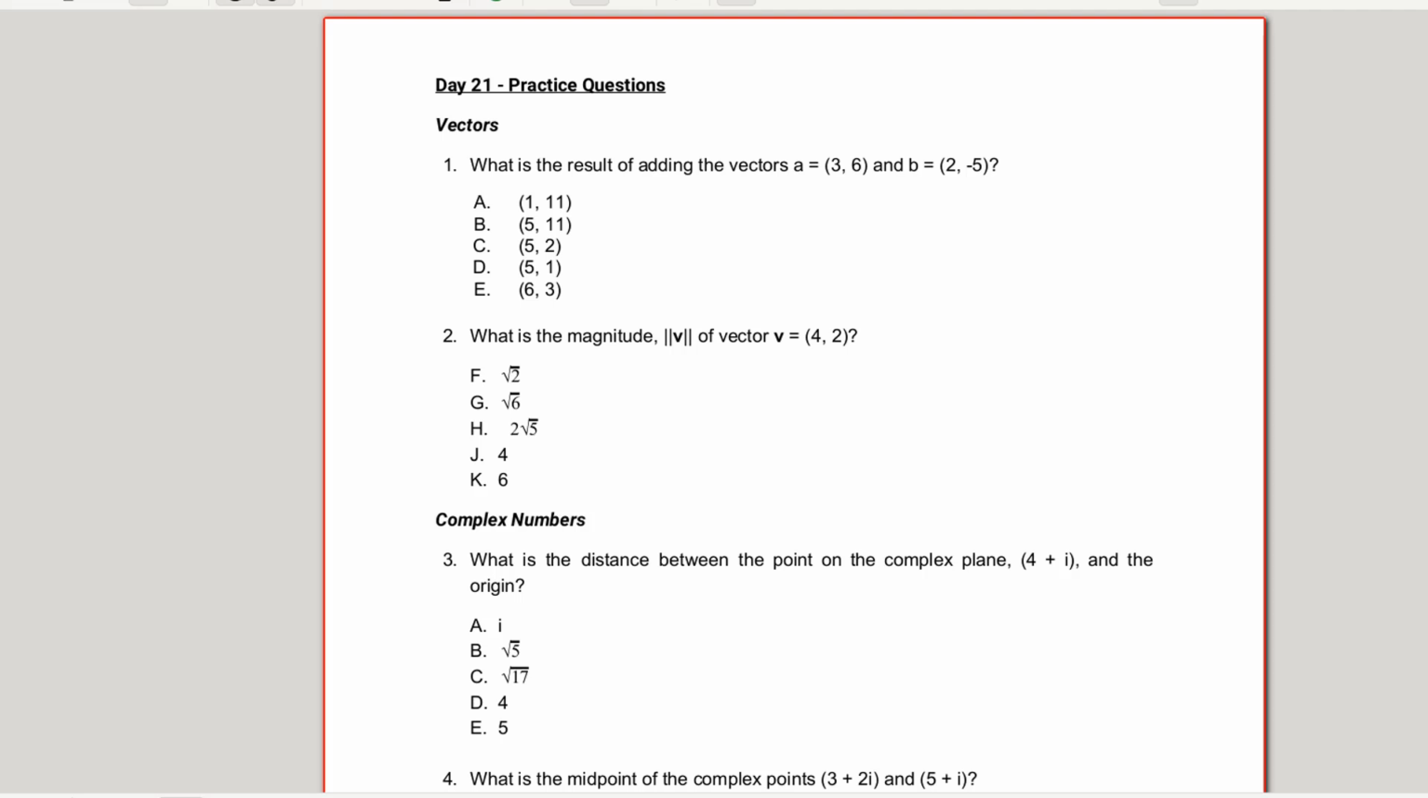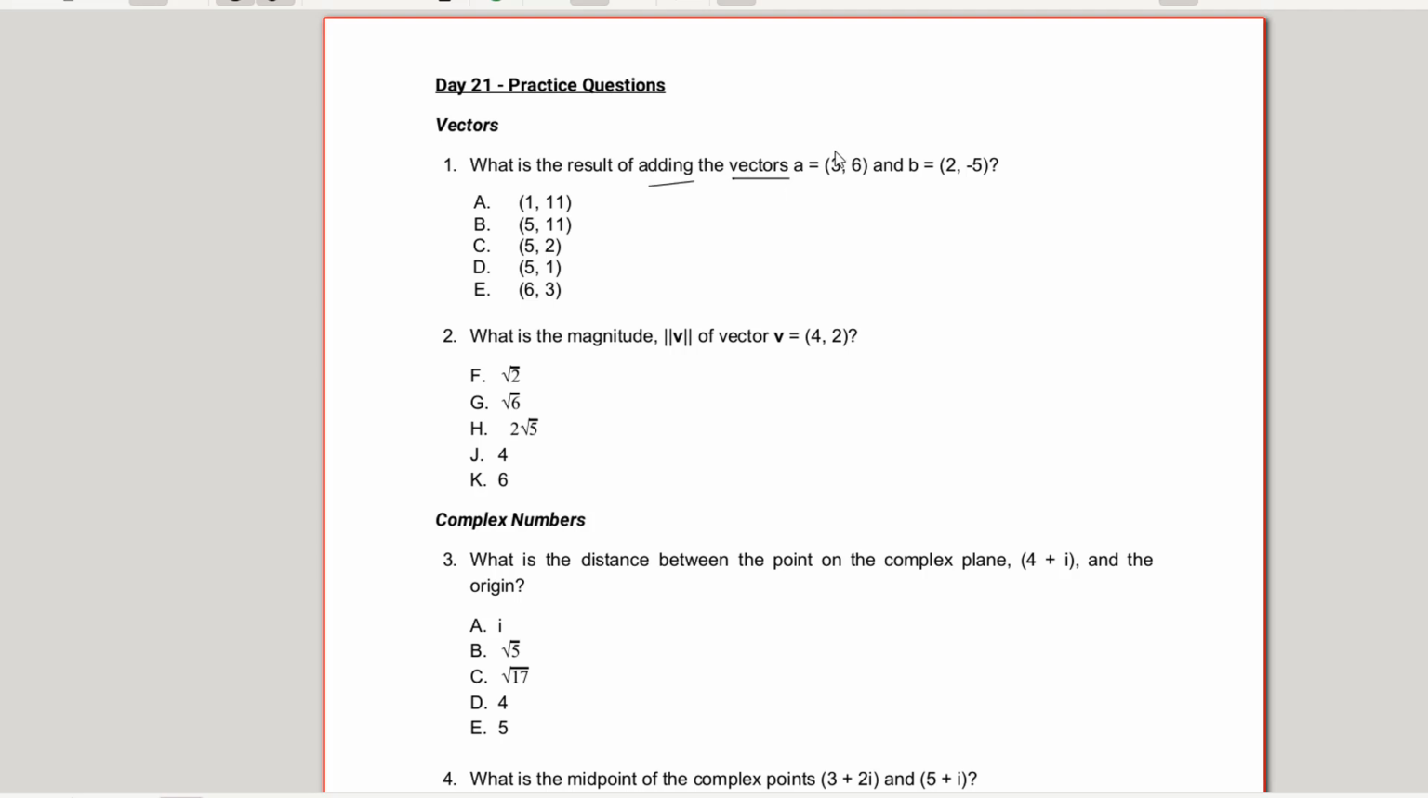In this video, we're going to work through the practice questions that have to do with vectors and complex numbers. And let's take a look at our first question here. What is the result of adding the vectors a equals 3, 6 and b equals 2, negative 5? So we're talking about vectors here.